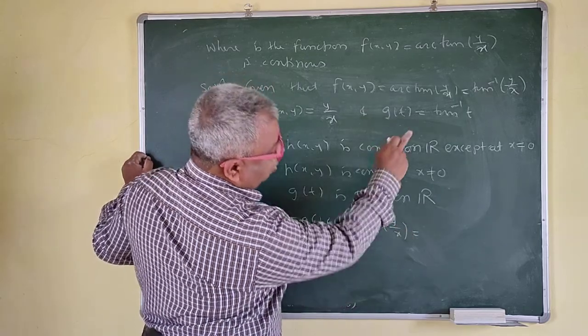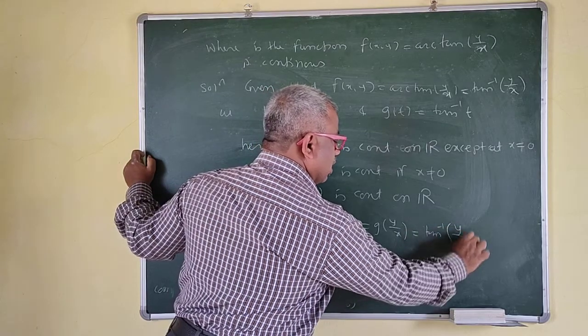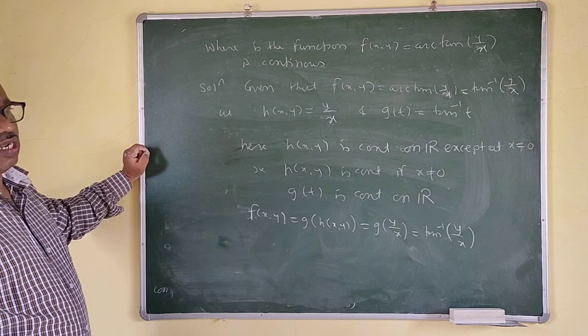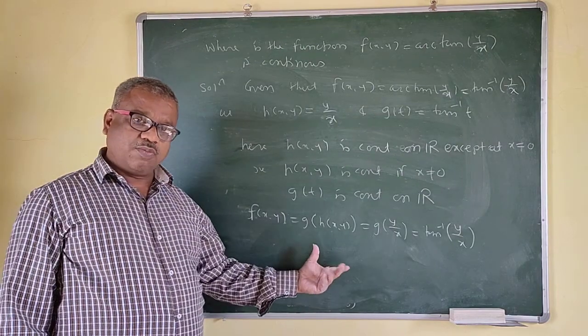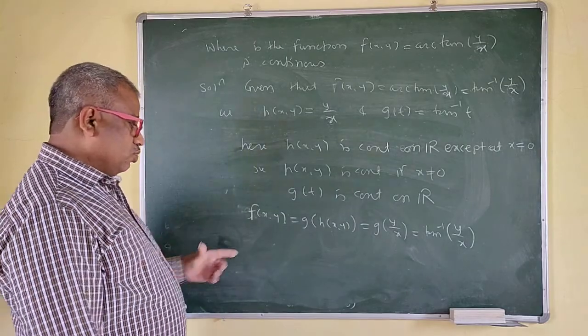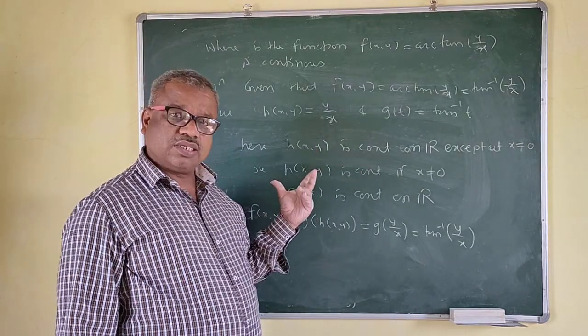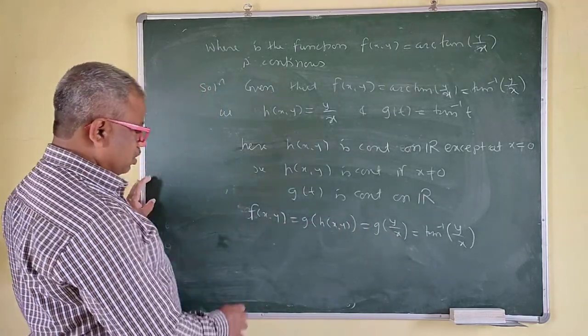Now g of t is what? Tan inverse t. So this is tan inverse of y upon x. Right? And we know that the composite function is continuous. If two functions are continuous, then their composite function is also continuous. So that means what here? Now this h of xy is not continuous at x is equal to 0. Therefore this composite function is also not continuous at x is equal to 0.